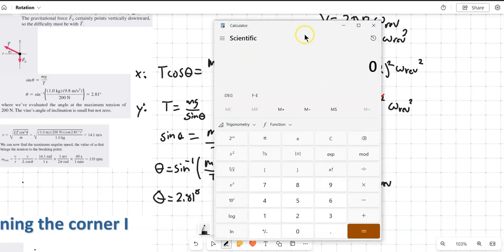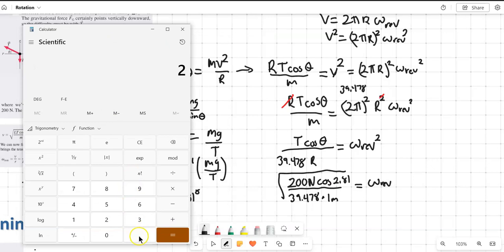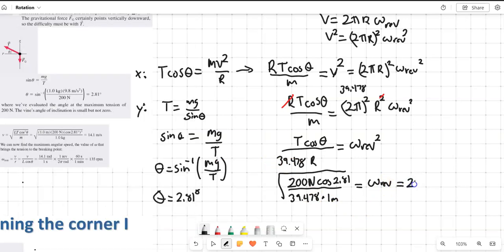let's figure out what this whole thing is right there. So that's going to be 2.81. We're going to take the cosine of that, which is about 1, times 200. Now we're going to divide that by 39.478 times 1 meter. So divide that by 39.478 equals 5.06. Now we're going to take the square root of that. So now we know that is 2.249 revolutions per second. Okay?